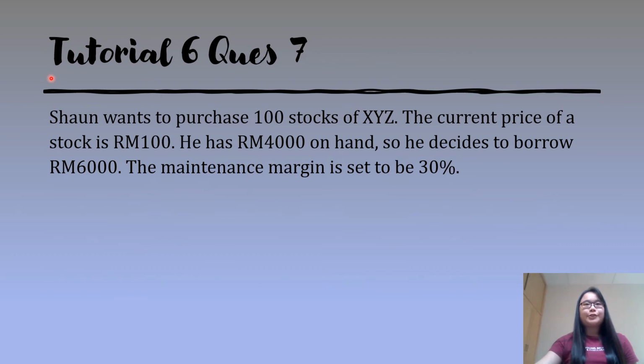Okay, so let's discuss the tutorial question, tutorial 6, question 7. Sean wants to purchase 100 stocks of XYZ. The current price of the stock is 100 ringgit. He has 4,000 ringgit on hand, so he decided to borrow 6,000 ringgit. The maintenance margin is set to be 30%.